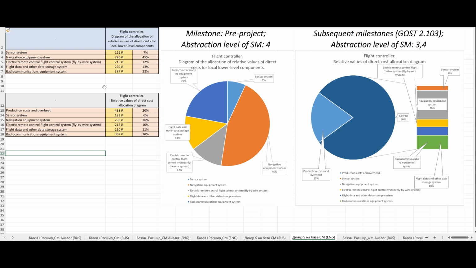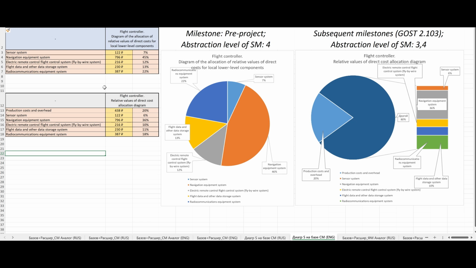systems and aggregates, are already placed components for which calculation is at early milestones of the project, in our case the milestones of the pre-project, i.e. it's difficult to build S and RQS diagrams for higher levels, i.e. the 1st, 2nd and 3rd abstraction levels, at the pre-project milestone.